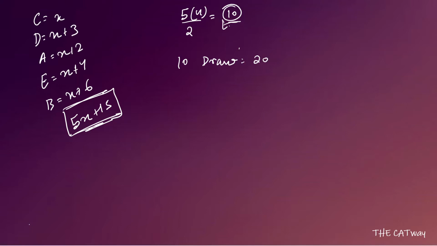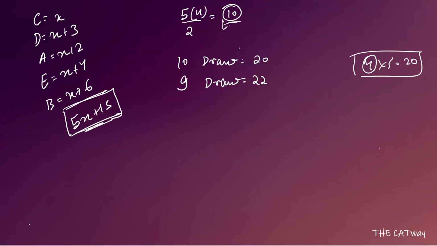The reason behind that is every team played 4 matches, and in all the matches, every team got 1 point each. So all the teams have 4 points and there are 5 teams. So the total will be 20. If there are 9 draws, then the score is going to be 22. Check how that works.